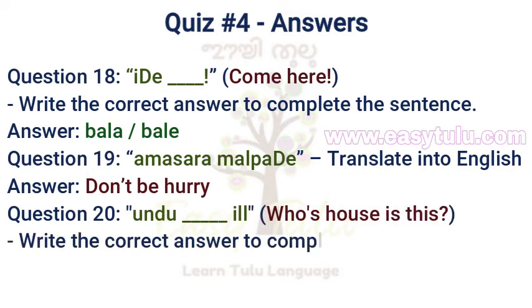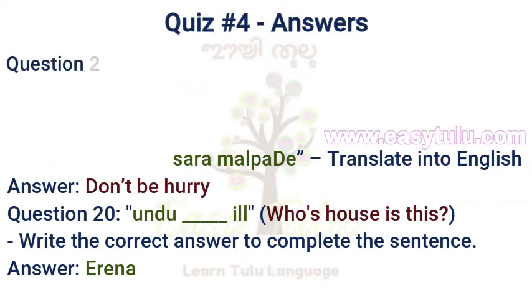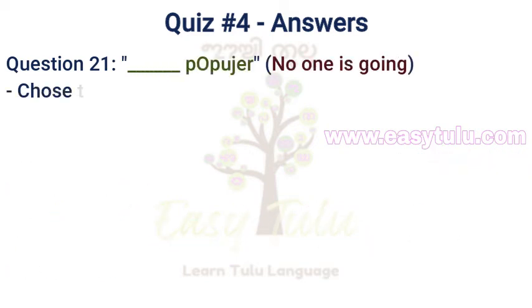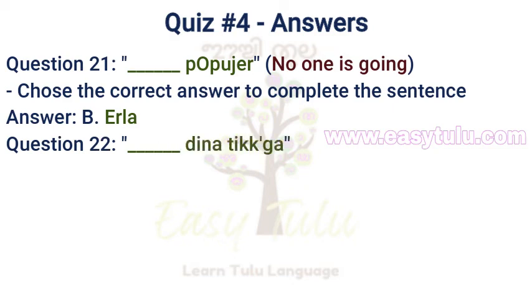Question number 20. Undu dash illu. Whose house is this? Write the correct answer to complete the sentence. Answer Erena. Question number 21. Dash Popujir. No one is going. Choose the correct answer to complete the sentence. Answer B. Erla.